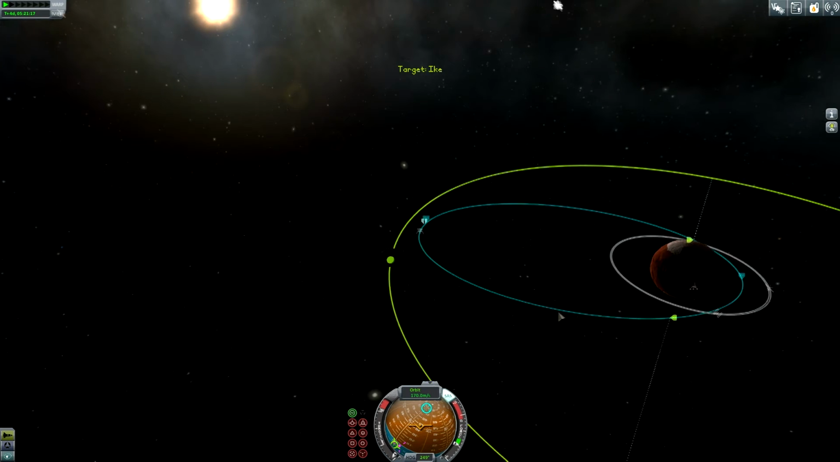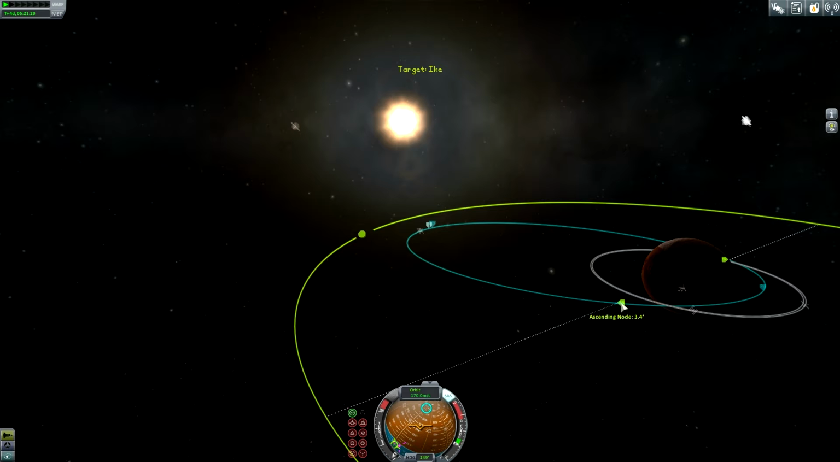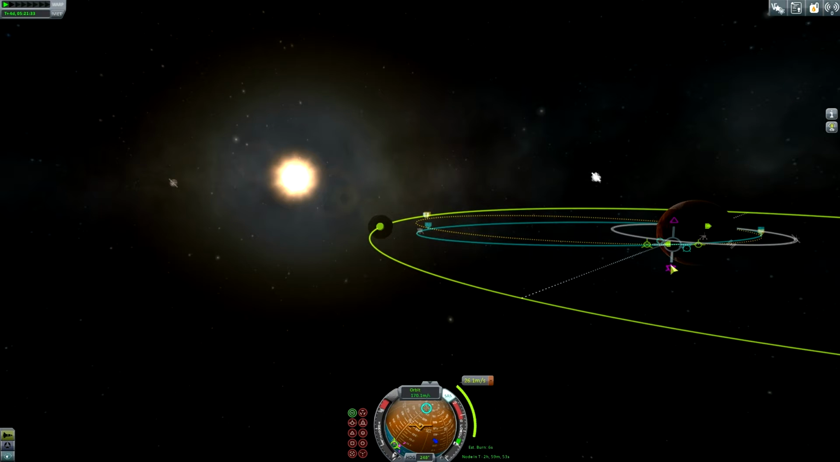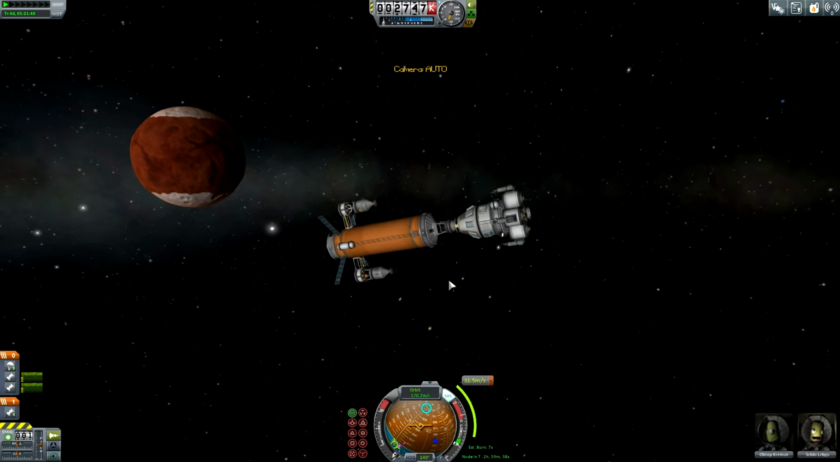I now set Ike once again as my target, because I'd like to get back to an equatorial orbit, so I will set a maneuver over here. We are off by 3.4 degrees, so let's change the inclination. 0.1, 0.1, 0.1. Zero inclination, no inclination at all, that's good. Okay, it's a short maneuver, this is good.